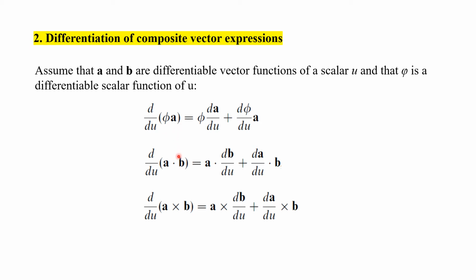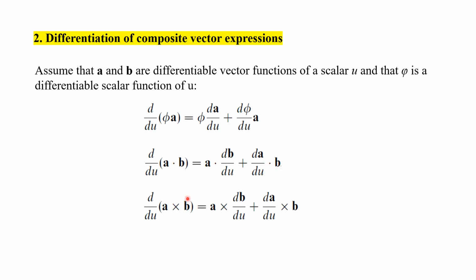If instead you have the dot product of A and B, and then we take the derivative of this one with respect to u, so you have d over du of A dot B, that is just A dot the derivative of B with respect to u plus the derivative of A with respect to u dot B. So it's A dot dB over du plus dA over du dot B.